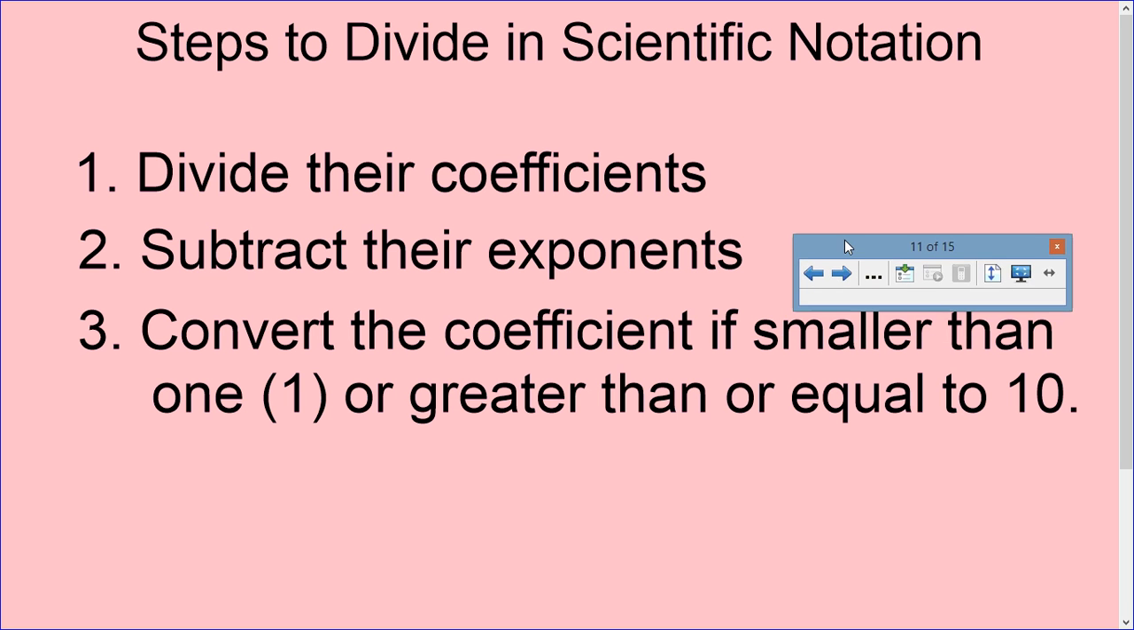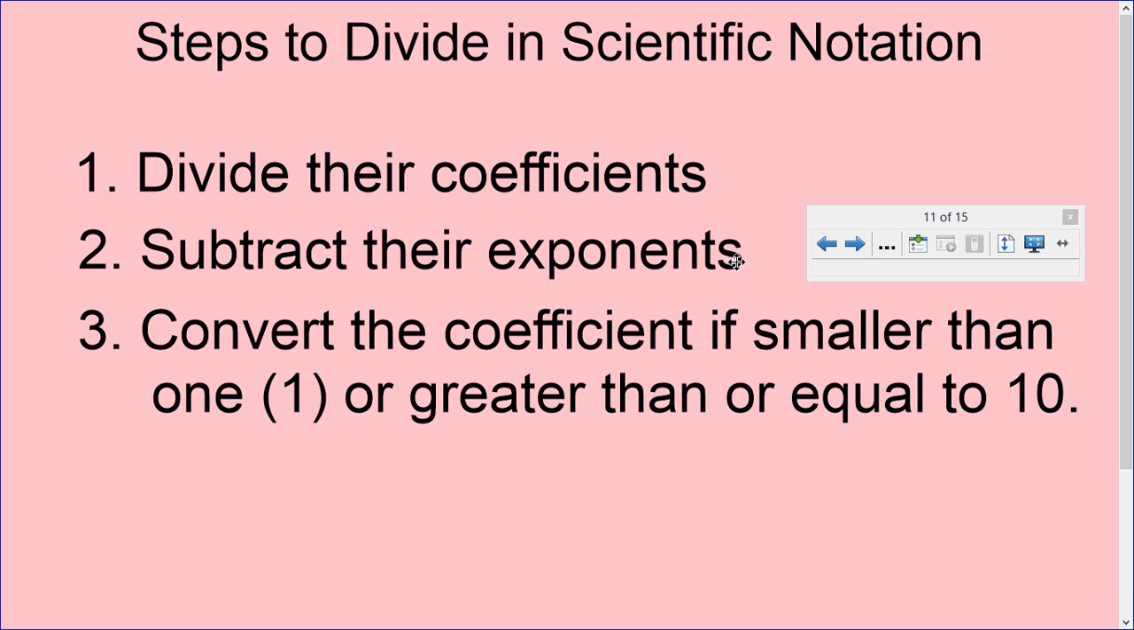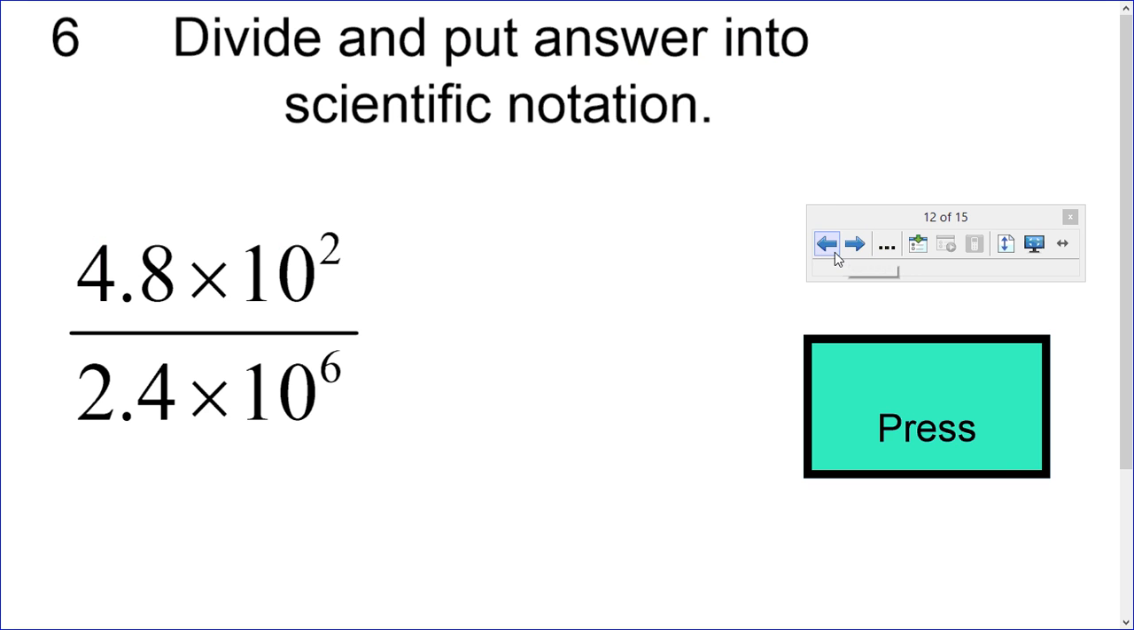I want to talk about division now of scientific notation. To divide the coefficients is the first step. Subtract the exponents when the bases are the same. Convert again the coefficients if it's smaller than 1 or greater than or equal to 10. So we're doing pretty much the same thing, but now the rules of division comes in.